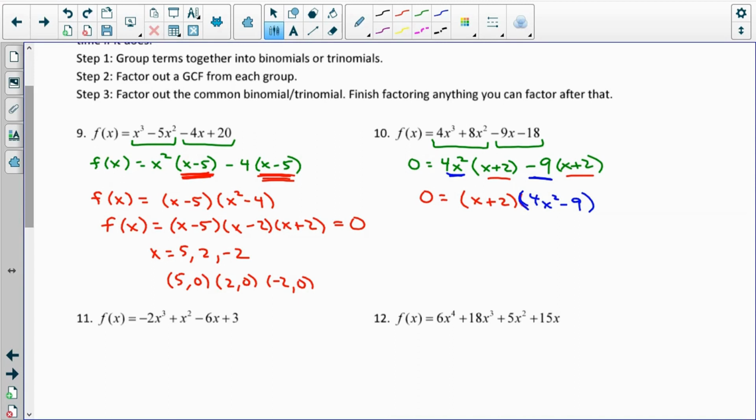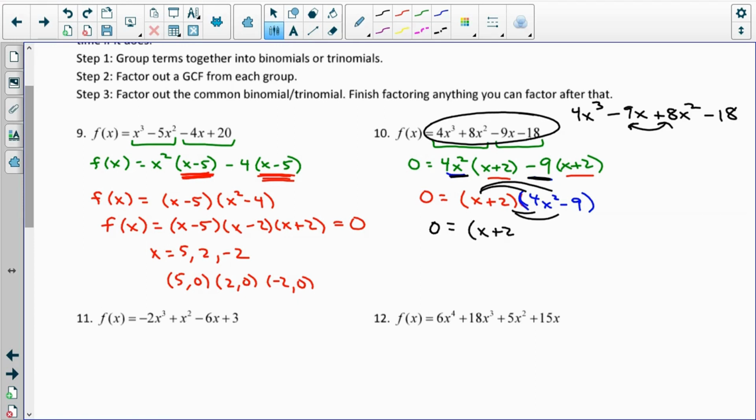Now, I'm just going to really briefly show you why this works. If I distribute this back out, I end up with 4x cubed minus 9x plus 8x squared minus 18. And if I rearranged these terms, I would end up with exactly what I started with. So after I pull out the 4x squared minus 9, the distributing does work back out.